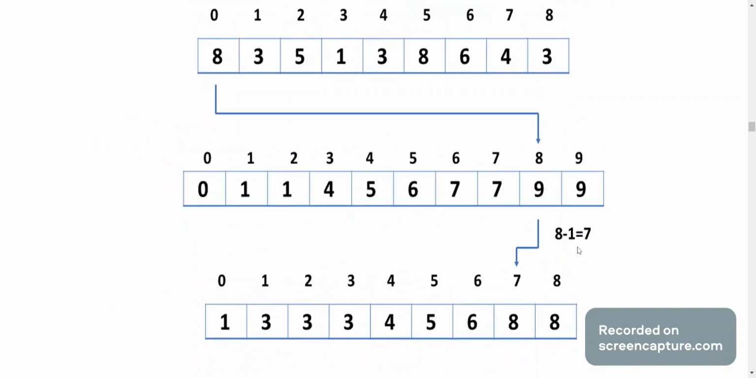Also, one thing about counting sort that I didn't mention: it's stable, right? So it maintains the relative order of your identical, equal elements. And it makes sense because it's a frequency-based algorithm rather than comparison. So if you have a bunch of identical elements and you have a medium data set, this is the algorithm that will work best for you.